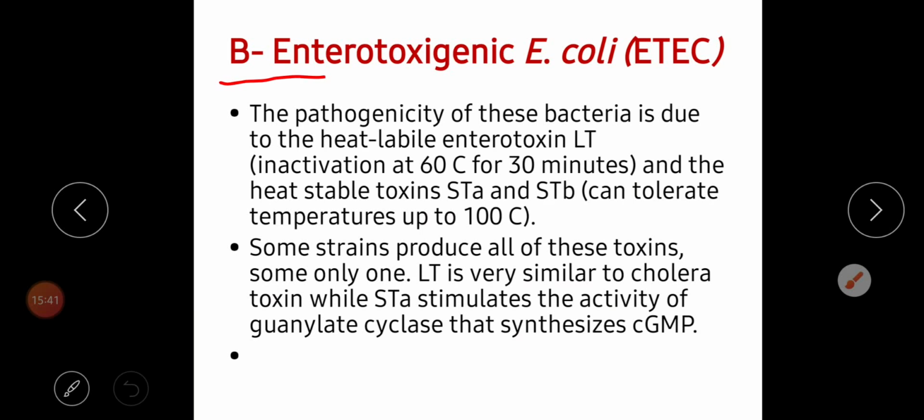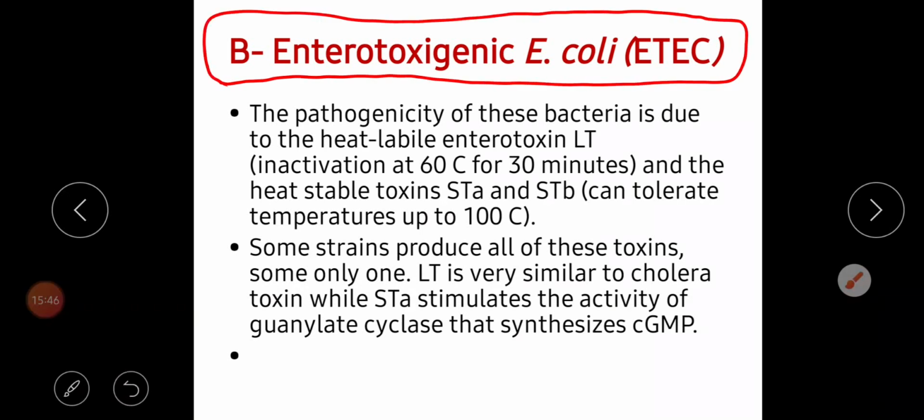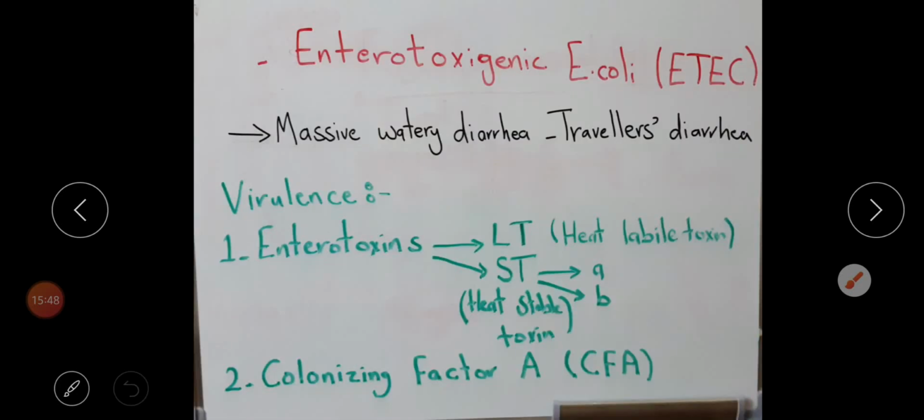The second strain of E. coli that causes intestinal infection is enterotoxigenic E. coli. From its name, enterotoxigenic E. coli will produce enterotoxins.